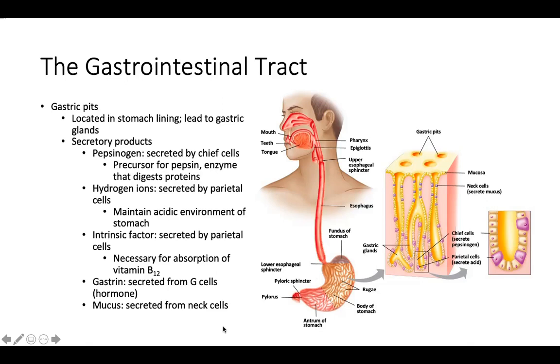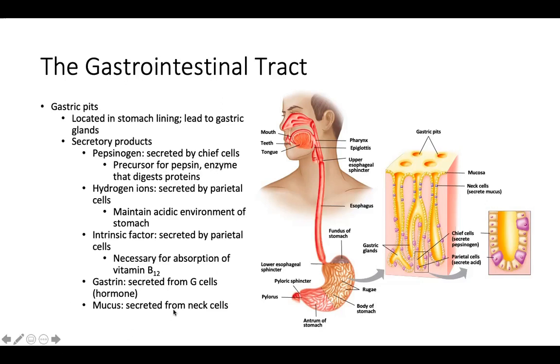The next thing that we see here are the G cells, and the G cells secrete gastrin. Gastrin is going to be another hormone that we see along the GI tract. It's going to be what encourages gastric acid secretion. So when we have that stretching of the stomach, the G cells are stimulated to secrete this gastrin. That will be a signal for hydrochloric acid release, okay, that gastric acid release.